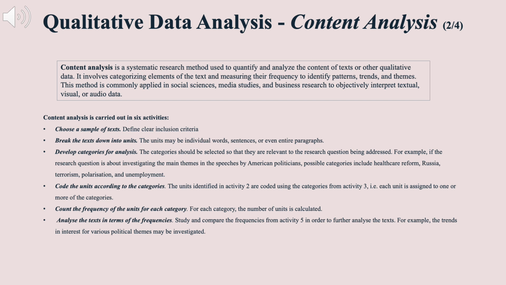4. Code the units according to the categories. The units identified in Activity 2 are coded using the categories from Activity 3. Thus each unit is assigned to one or more of the categories. 5. Count the frequency of the units for each category. For each category, the number of units is calculated. 6. Analyze the text in terms of the frequencies. Study and compare the frequencies from Activity 5 in order to further analyze the texts. For example, the trends and interest for various political themes may be investigated.